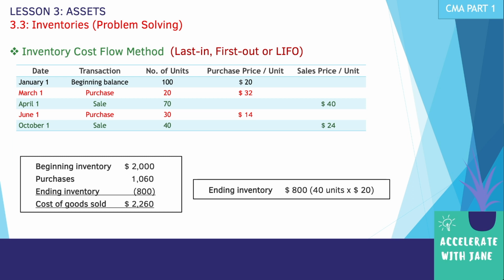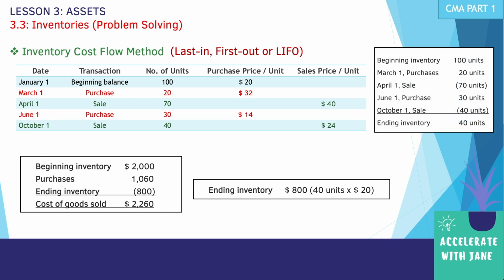So here, as you can see, remember again, the ending inventory in terms of units is 40 units. So we get first purchase transaction, that is, we go to the beginning balance, okay? So we get the 40 units from the beginning balance. We multiply by the purchase price per unit. So here, as you can see, 40 units multiplied by 20. This is taken again from the beginning balance, okay? So our ending inventory is $800,000. If we are being asked how much is the cost of goods sold, again, we just do the math.